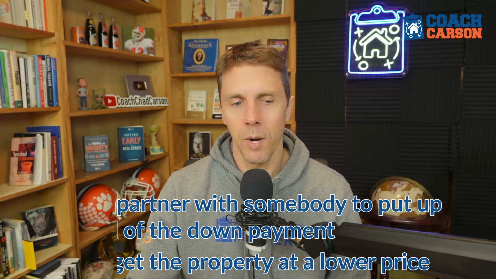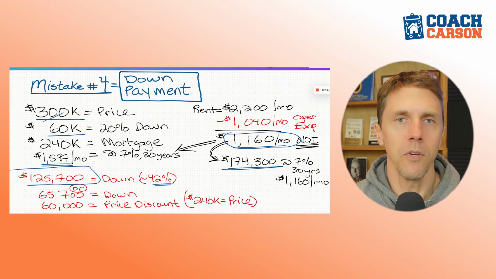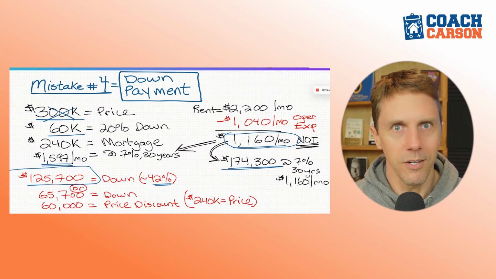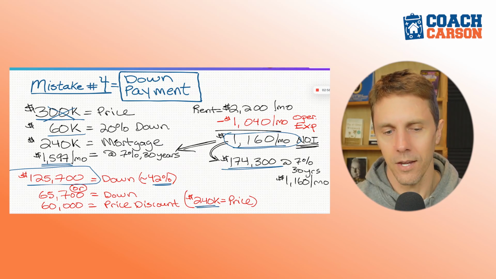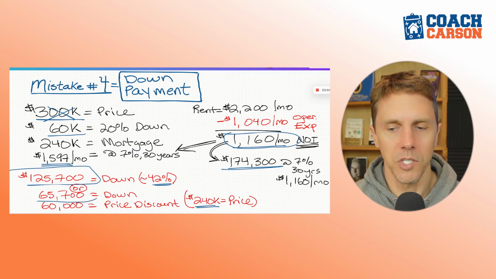Another idea is that you could try to get the property at a lower price. So instead of buying the property at $300,000, what if you could find a good deal? What if you could find something that's a fixer-upper or a motivated seller? And you have to look pretty hard. This isn't just going to land on your lap. But what if you could buy a property at $240,000 instead of $300,000? That's a 20% discount. So because you bought it at a lower price, you could actually put less money down. You'd only have to put $65,000 down in order to get that same mortgage amount of $174,300.